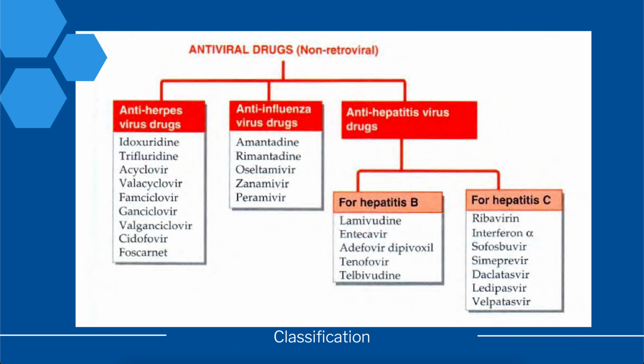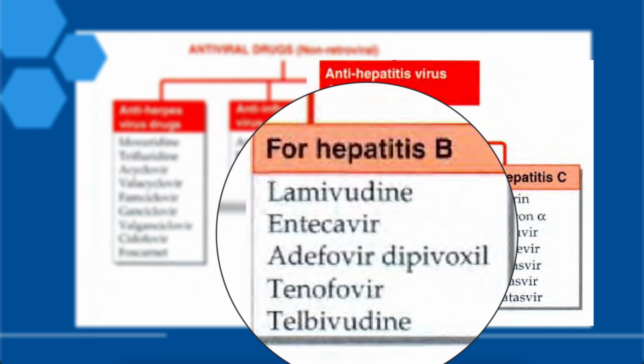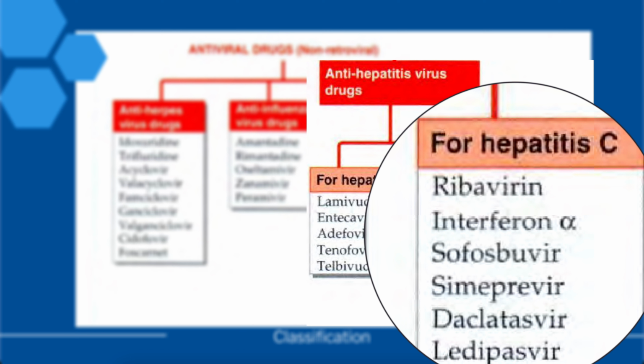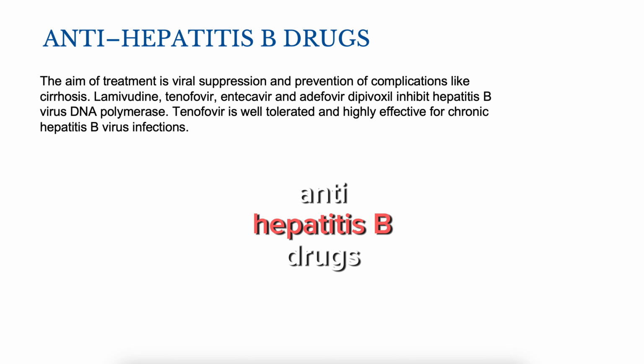When we see the classification, there are drugs for hepatitis B and for hepatitis C. The drugs for hepatitis B include lamivudine, Entecavir, Adefovir dipivoxil, Tenofovir, and telbivudine. And the drugs for hepatitis C include ribavirin, Interferon-alpha, Sofosbuvir, Simeprevir, Daclatasvir, Ledipasvir, and Velpatasvir. Okay, so let's now discuss anti-hepatitis B drugs.